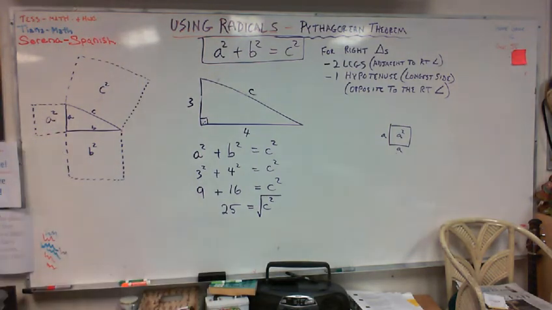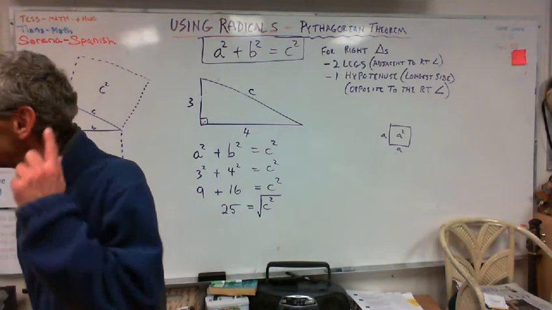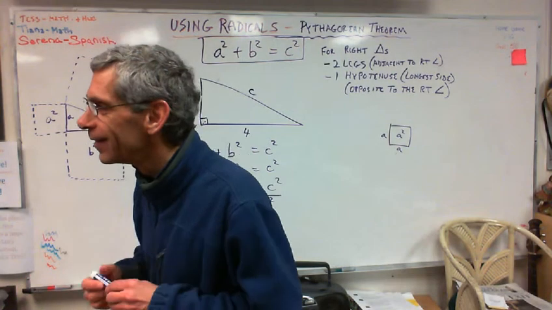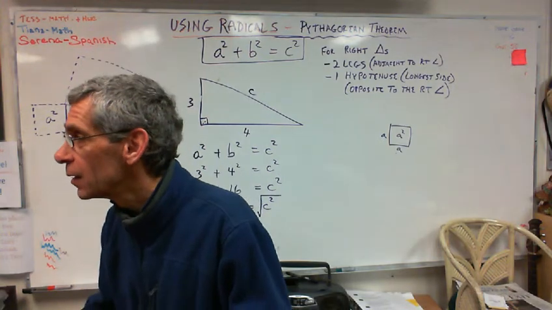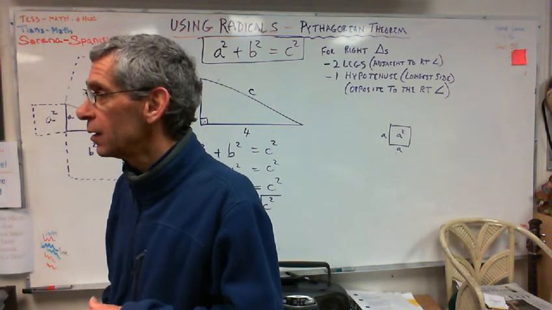If there's an exponent on a variable, can you square root that variable and then square root the other side of the equation?